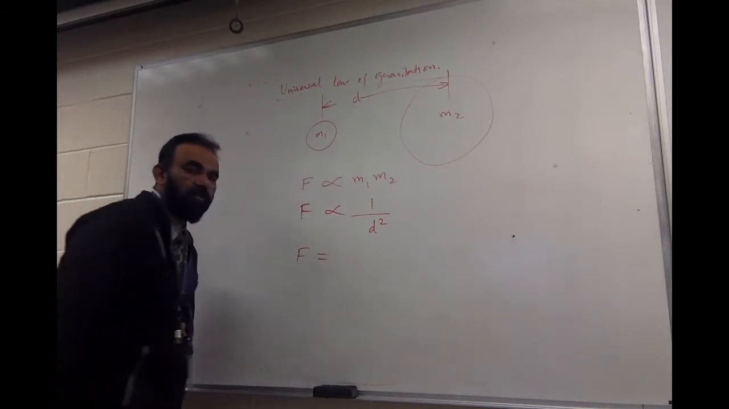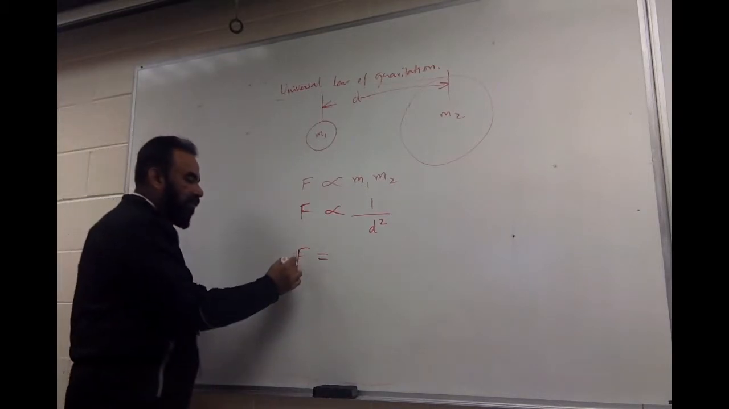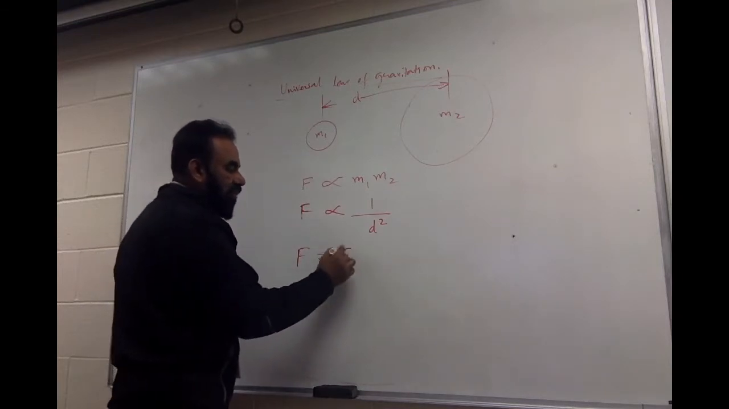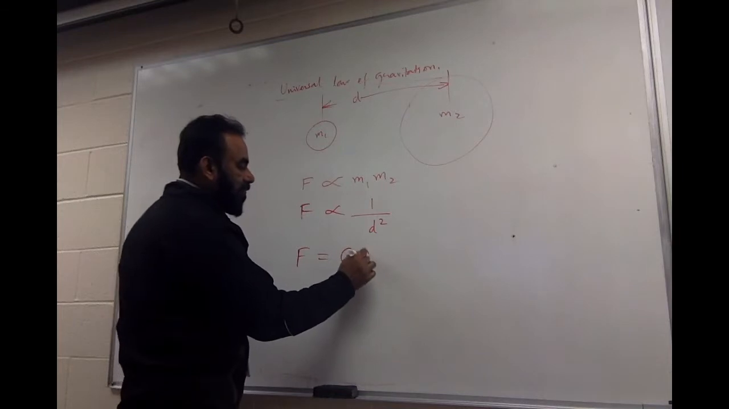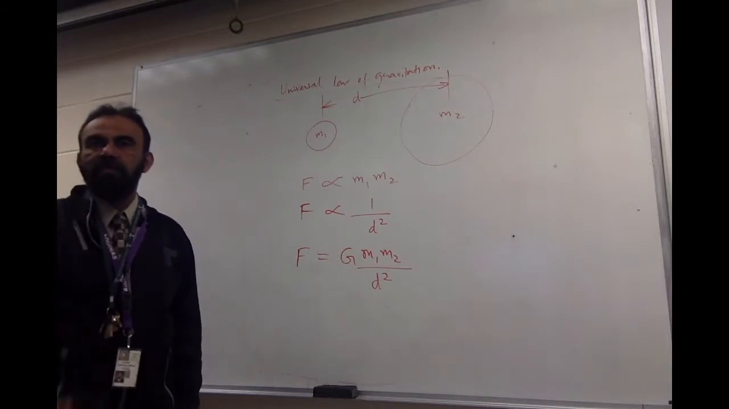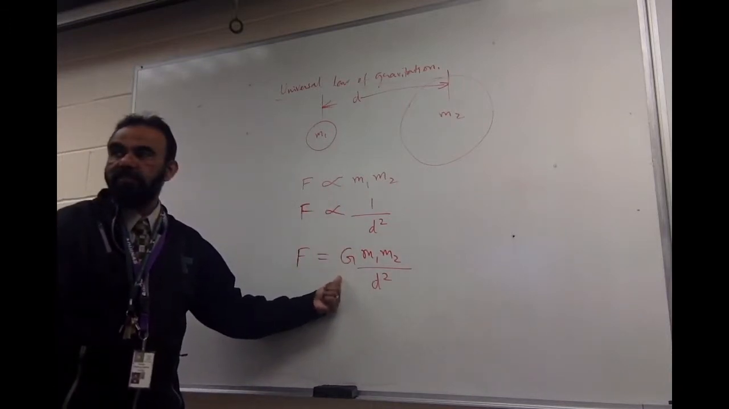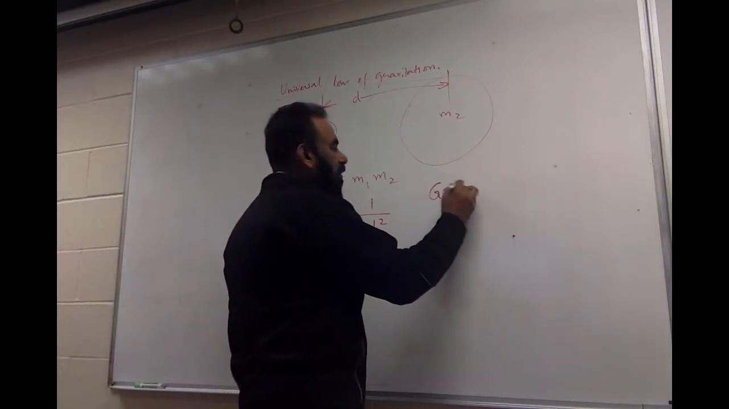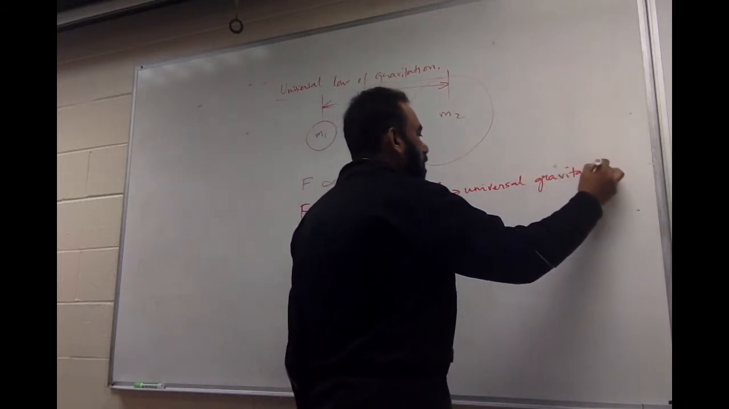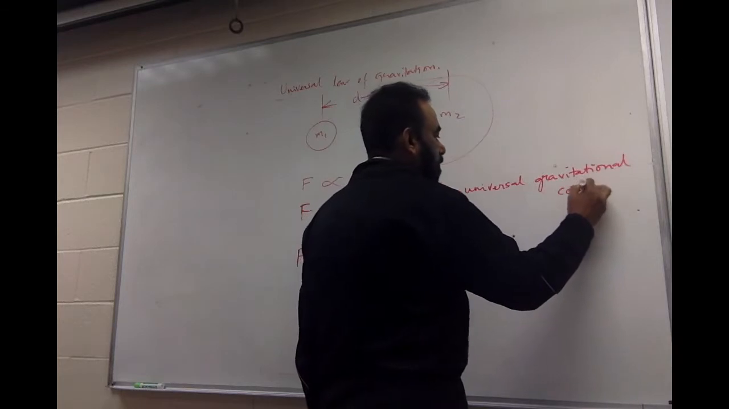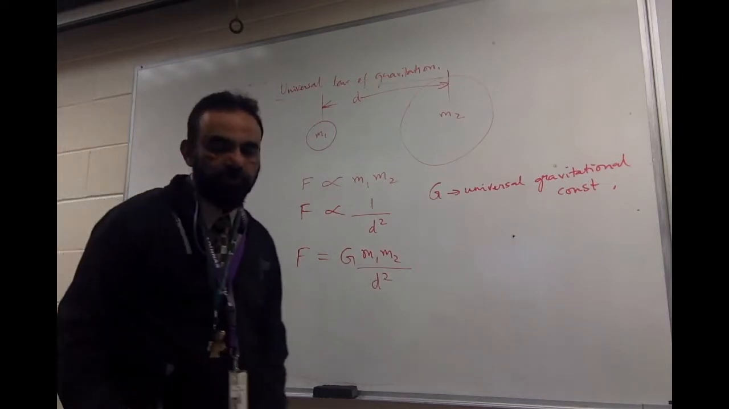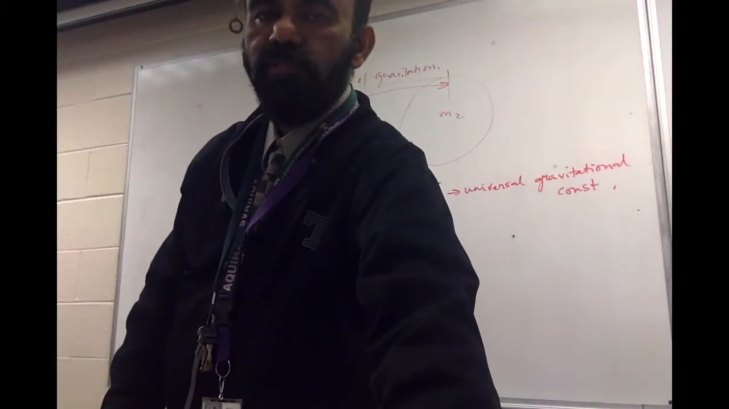And once you write an equality, if you want to make it into an equation, these are just proportionals. So there are some constants that you need to consider, and that constant is capital G, M1, M2 over D squared. So this capital G is a proportionality constant. What connects all these variables together is this capital G. And this capital G is called the universal gravitational constant.